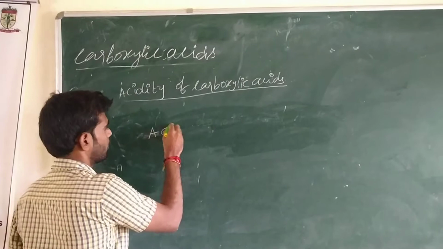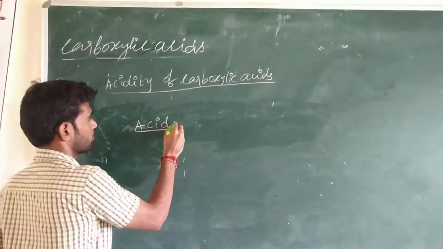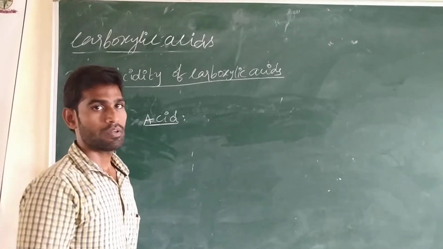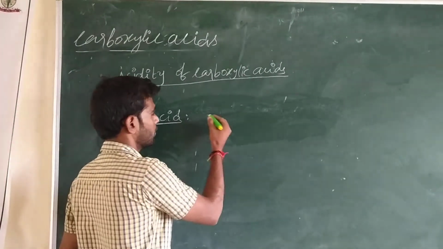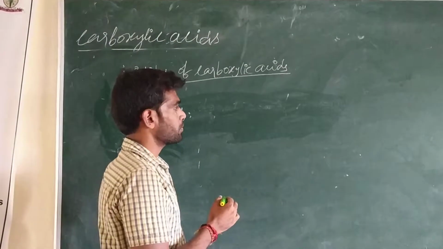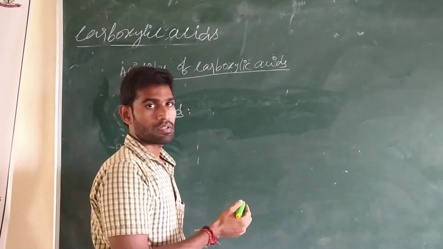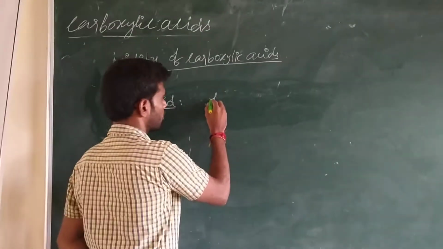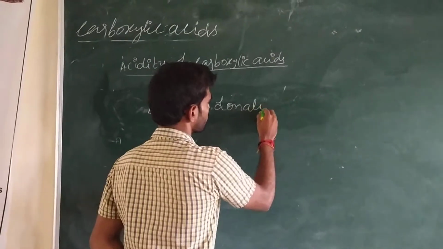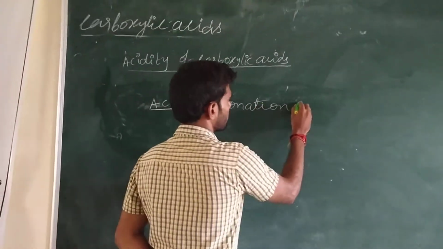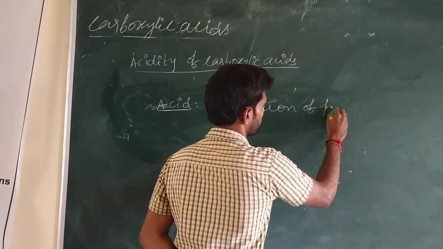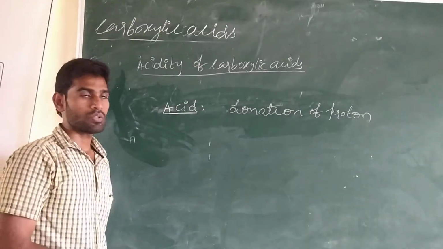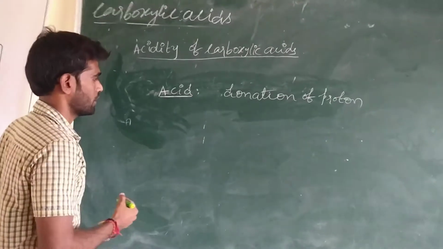First of all, what is meant by an acid? According to Lowry-Bronsted theory, an acid is a proton donor, any substance which releases or donates a proton to another substance. Donation of proton is an acid.